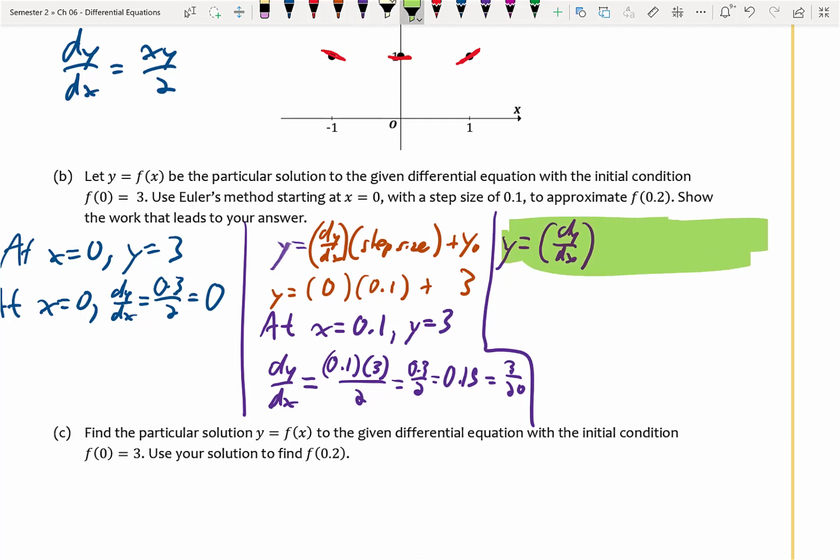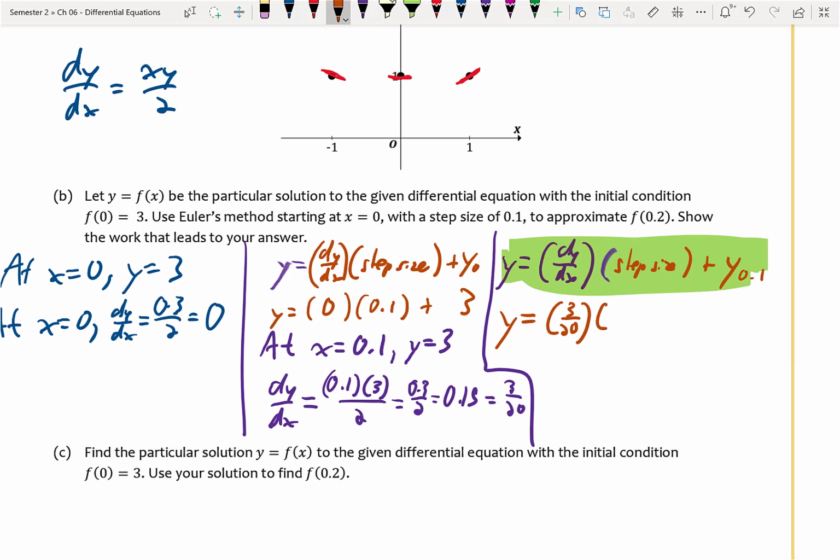I'm going to come back to this equation. y is equal to dy dx times my step size plus my previous y value. I'll call that y sub 0.1 because that's where we were at 0.1. I didn't use this notation back then, I used it now. But okay, so our new y value, what's my slope again? 3/20ths. My step size means I want to take 3/20ths and use that to change moving over 0.1 into how far up I'm going, plus my previous y value. What was my previous y value? 3.